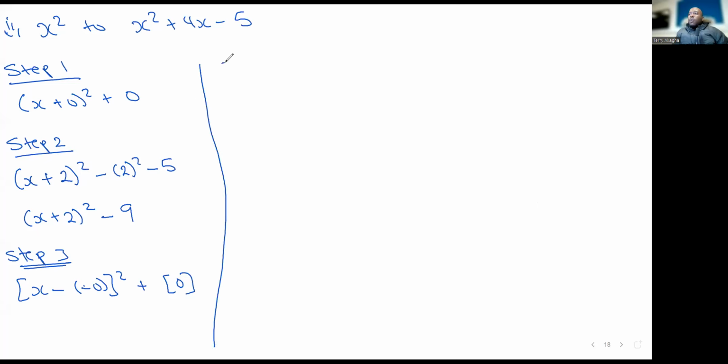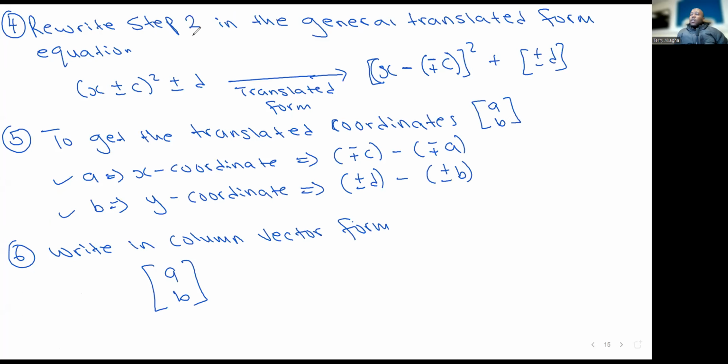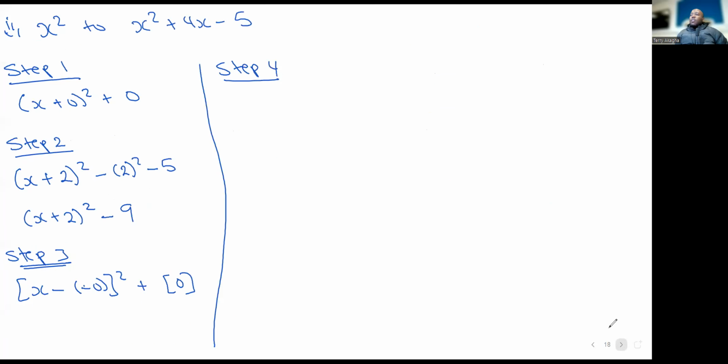Then step 4, we have to put this in the translated form. So if you go back, step 4, I told you, you need to rewrite step 2 in the translated form, right? So let's do that as well. So we have x plus 2 plus minus 9. For this to be that, you have to have x minus. But we have plus here. For that to be plus, it has to be minus 2. Are you seeing it? Squared. Then we have plus here. And for this to still remain minus, b has to be what? Minus 9. So we're done with that.